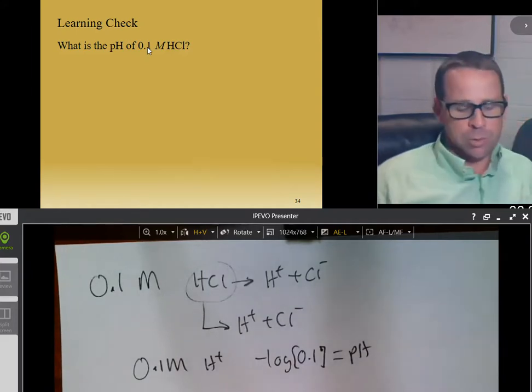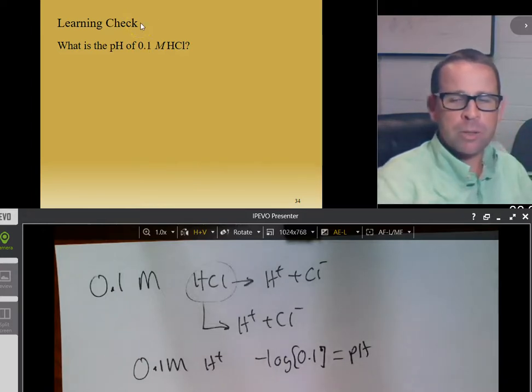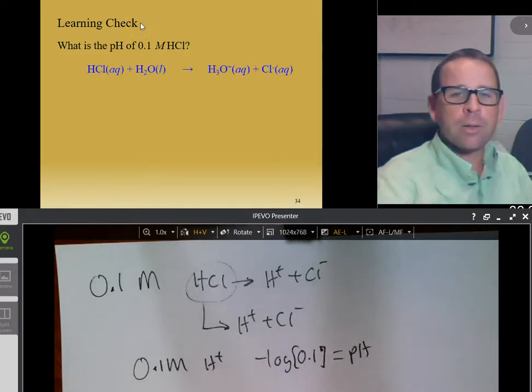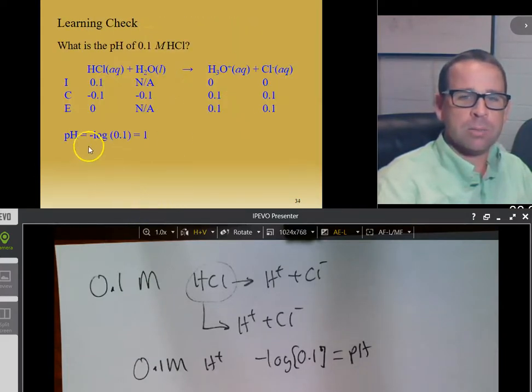Okay, so do that. Make sure you get the right answer. Moving forward, make sure you get it. Pause it if you haven't. All right, so the value is pH equals negative log 1.